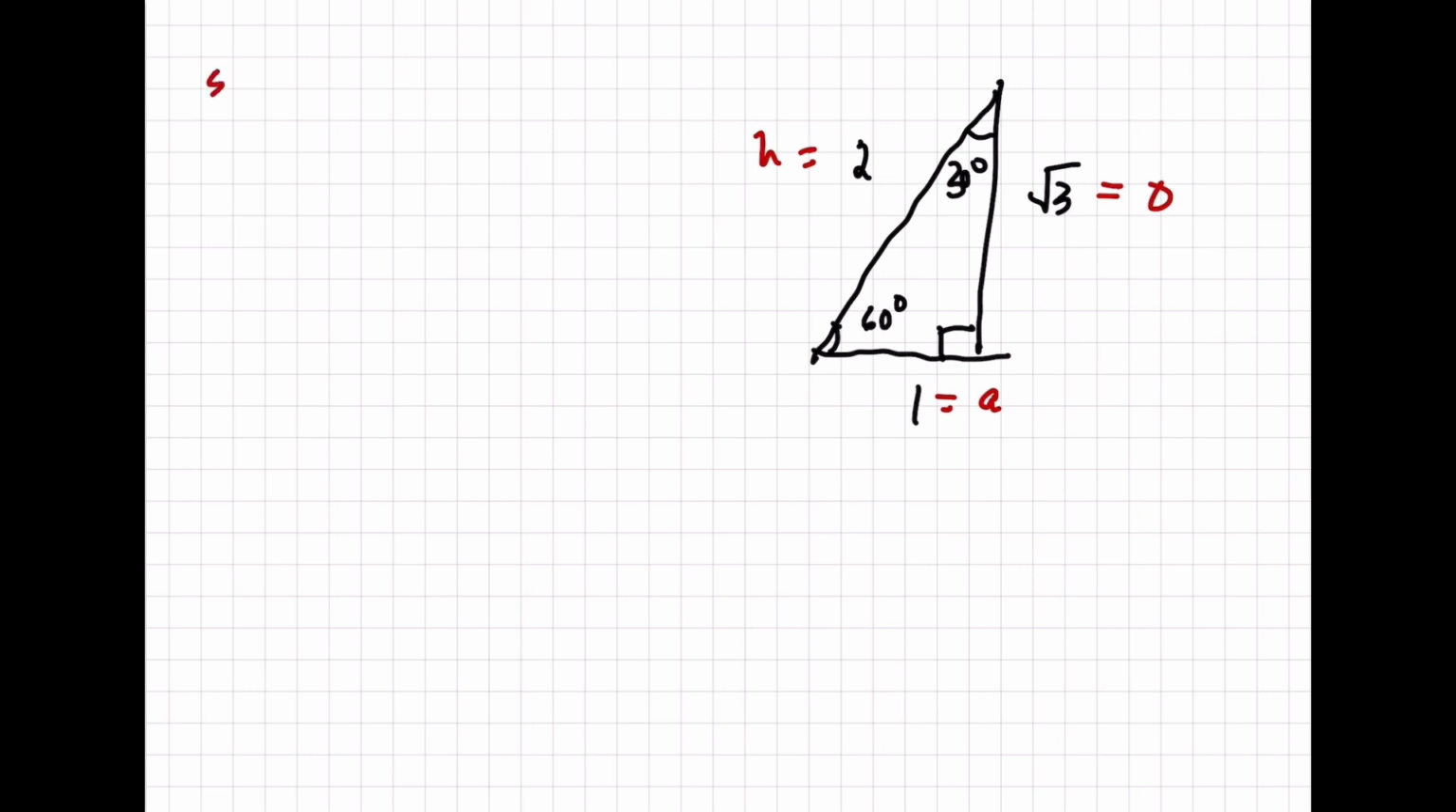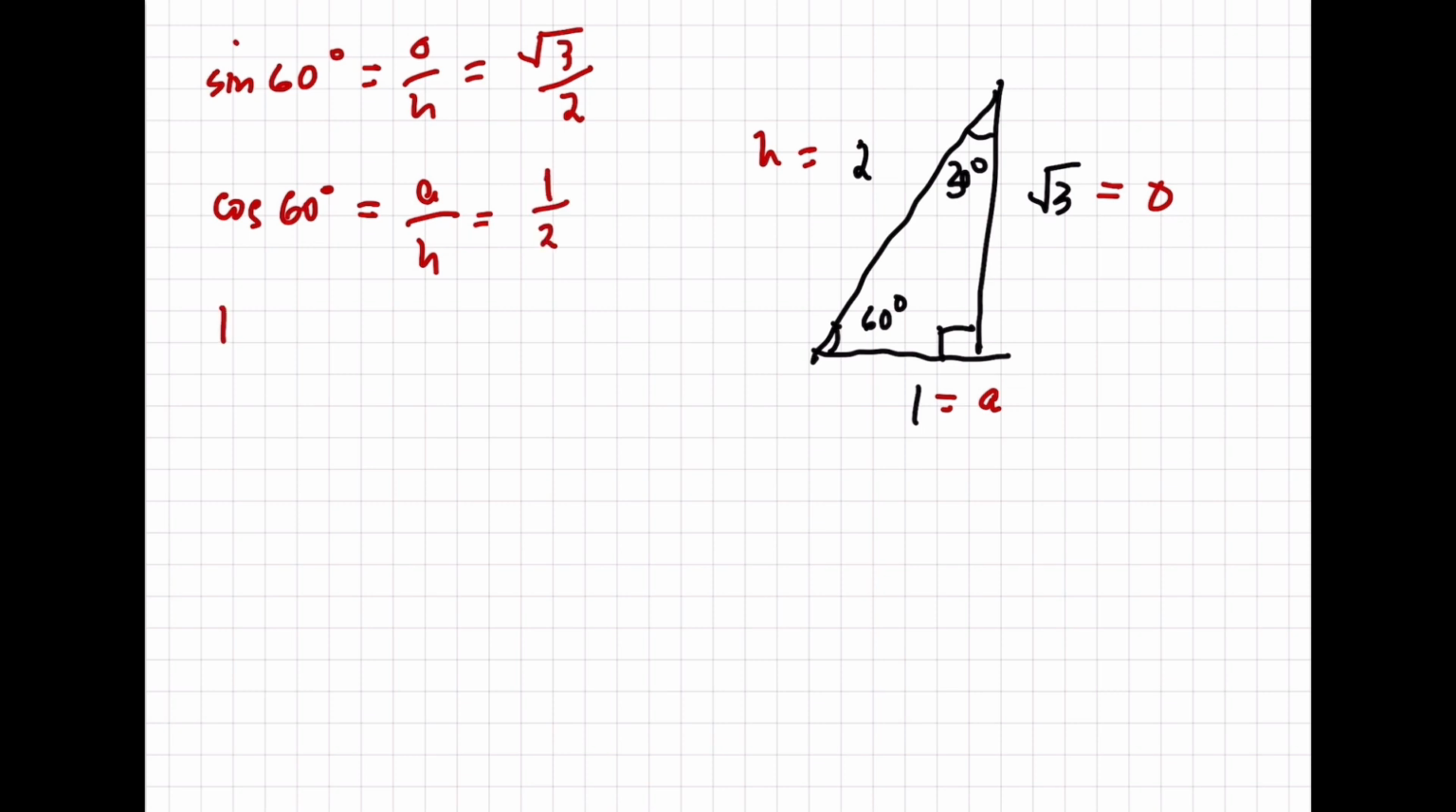So you can get sine of 60, that's opposite over hypotenuse, or square root of 3 over 2. Cosine, on the other hand, is just the adjacent side over hypotenuse. So that's just 1/2. For tangent, this is just opposite over adjacent, or square root of 3 over 1. Simply square root of 3.